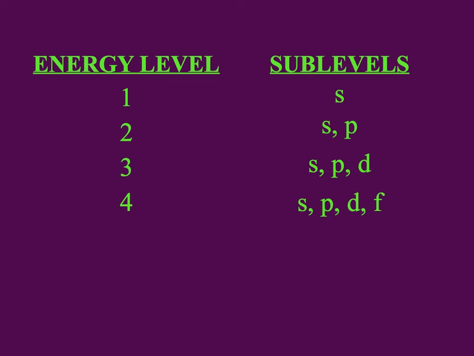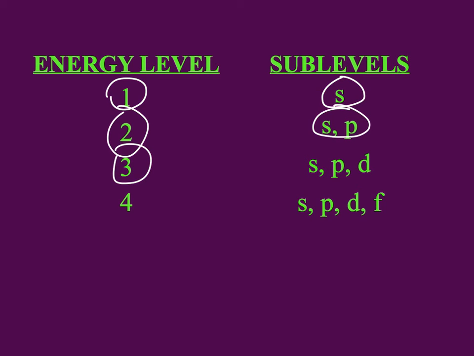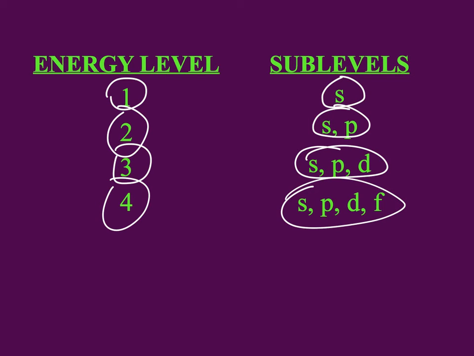All right, so let's summarize a few more things here. So remember, first energy level only has an S. Second energy level, we add on the P's. Third energy level, we add on the D's. And then the fourth energy level, we add on the F's. Notice the number of sublevels equals the energy level, right? There's only one sublevel there in the first energy level. The second energy level has 2 sublevels. The third energy level has 3 sublevels. And the fourth energy level has 4 sublevels. All right, so once again, you just keep adding on a sublevel every energy level.